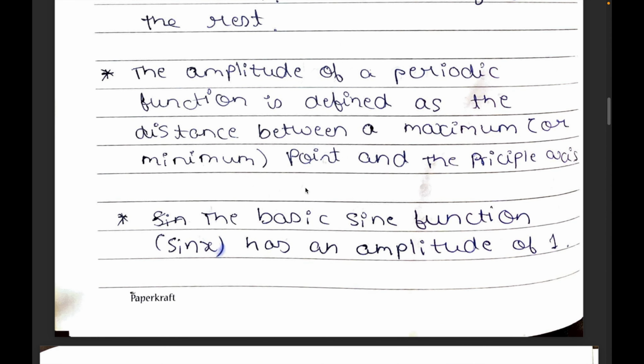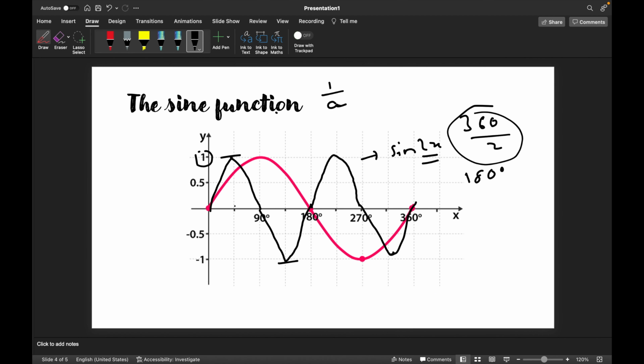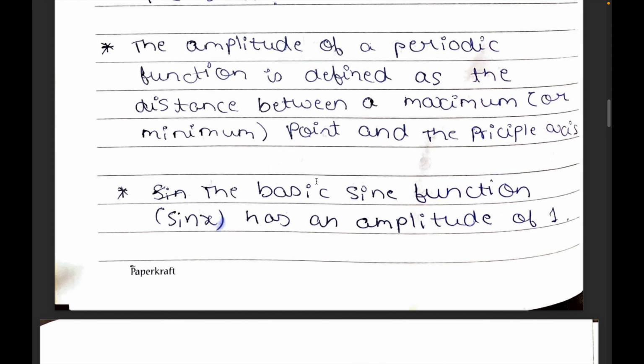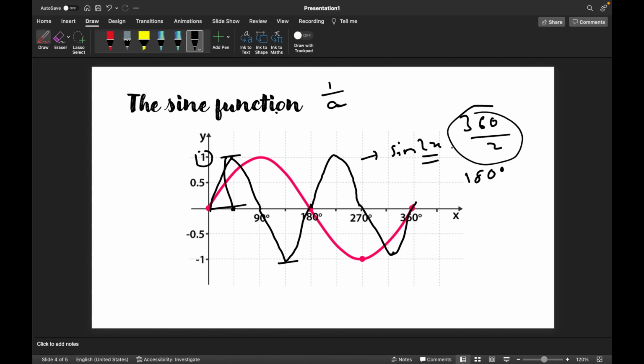Then the amplitude of a periodic function is defined as the distance between a maximum or a minimum point and the principal axis. So the maximum distance, the distance between the principal axis and the highest point. So it would remain 1. Now the basic sine function sin x has an amplitude of 1. Because sine 2x is multiplied by a constant, which is 1, the amplitude would be 1. If it were 2 sine 2x, then the graph would look something like this.